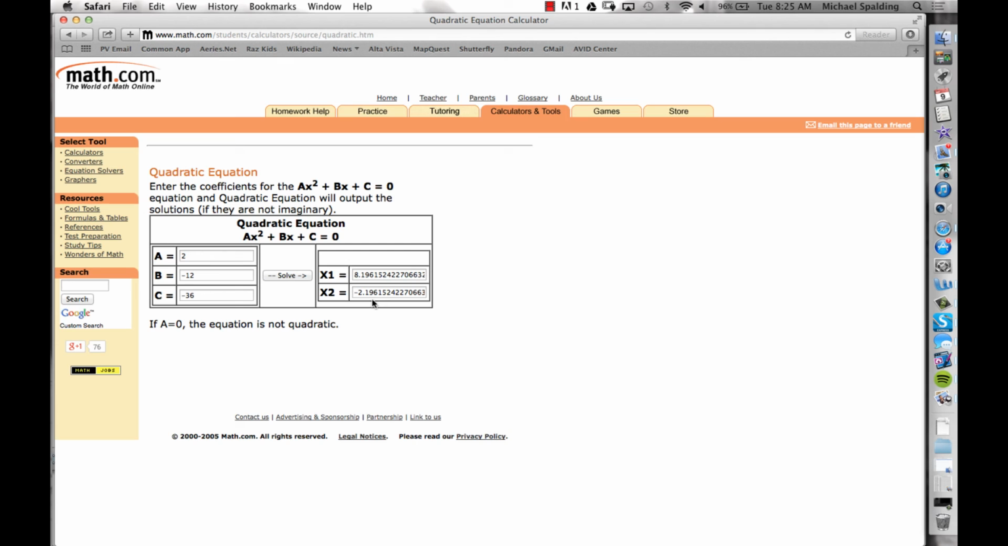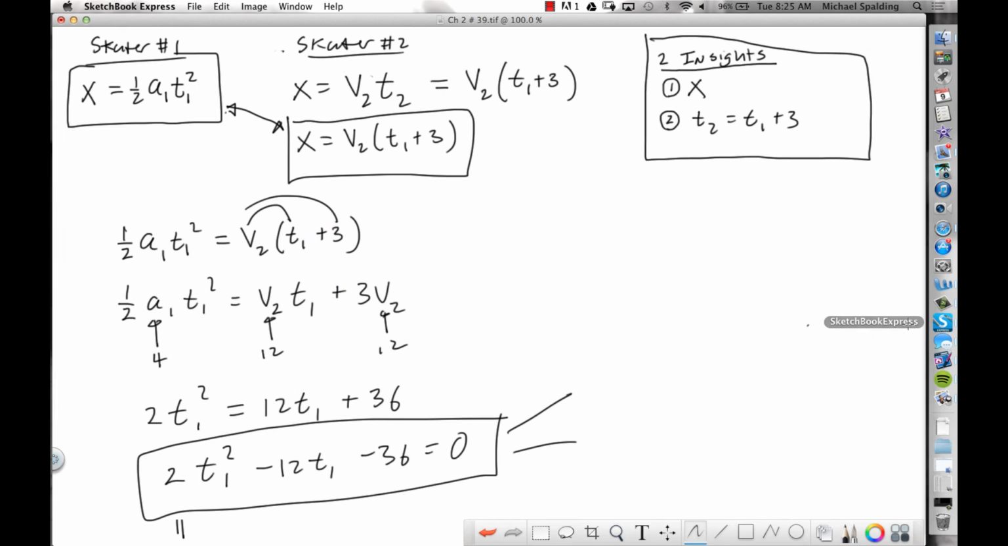Now which one can it not be? The negative, because time is not going to be negative, so choose the positive. The answer comes out as 8.196. T1 is 8.196 seconds, and that's the answer to part A. You can round that to the tenths place, right? Now, the second question was how far did guy number 1 travel in chasing guy number 2?